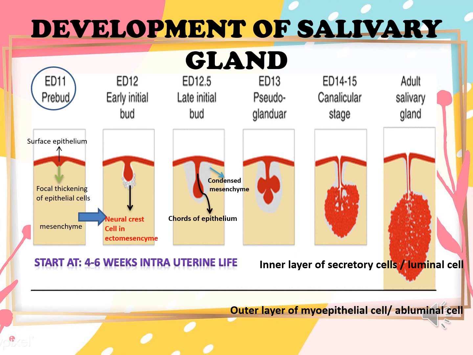Now as it proceeds to the early initial bud stage, the thickened area, because of repeated proliferation of epithelial cells, grows into the ectomesenchyme. Ectomesenchyme is a connective tissue consisting of neural crest cells. These are the cells which are only seen during the embryonic life, and these are migratory cells. So these cells travel to different parts of the body and give rise to various structures.